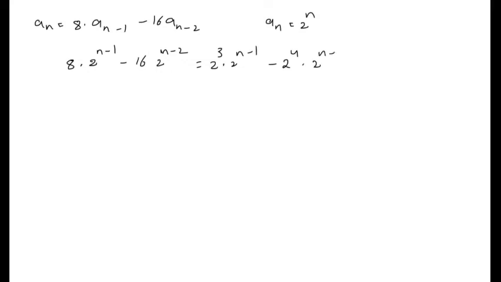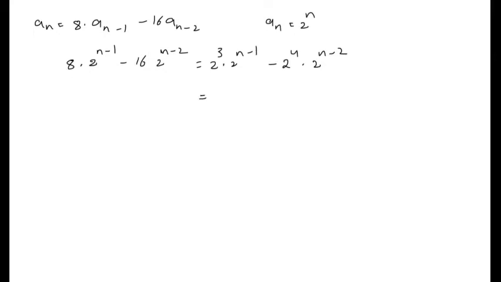The next problem is a_n = 8a_{n-1} - 16a_{n-2}, and we need to check whether a_n = 2^n is a solution or not. So let us substitute: in place of a_{n-1}, we substitute 2^{n-1}, minus 16 into 2^{n-2}. We can rewrite it as 8 written as 2^3 into 2^{n-1}, minus 16 written as 2^4 into 2^{n-2}.